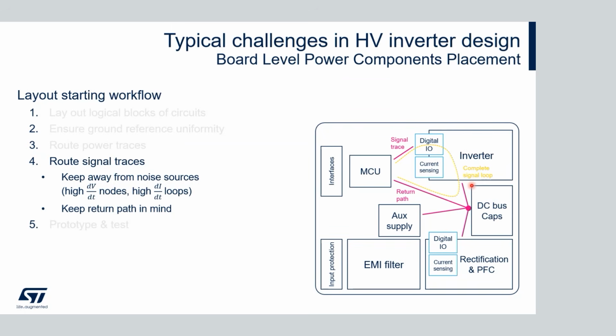And also, a thing to keep in mind is the return path of the signal, because the signal never flows just between the output pin on the MCU and the input pin of the IPM, for example, but the signal always has to close the loop. This is usually in a single-ended signal through the ground. And this is where the ground uniformity comes into play.